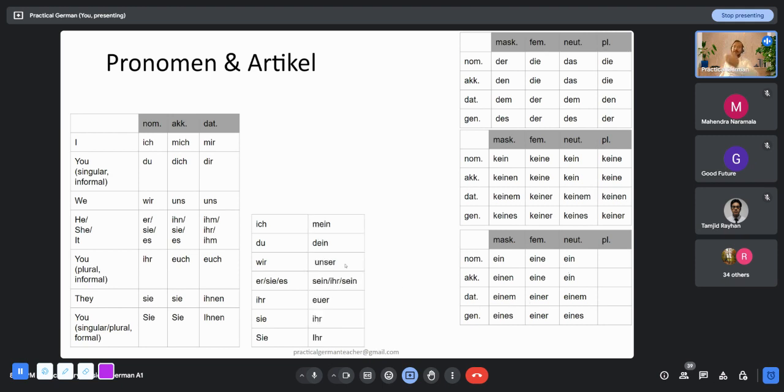Now, if you want to say my, you have to say mein. If you want to say yours, and you can be informal and you are referring to one person, then dein. If you want to say ours, you have to say unser. If you want to say his, you have to say sein.